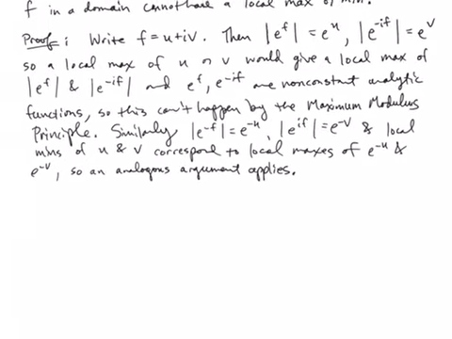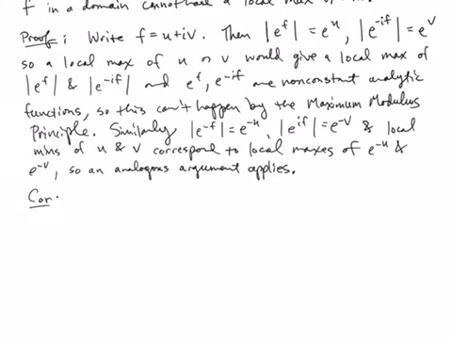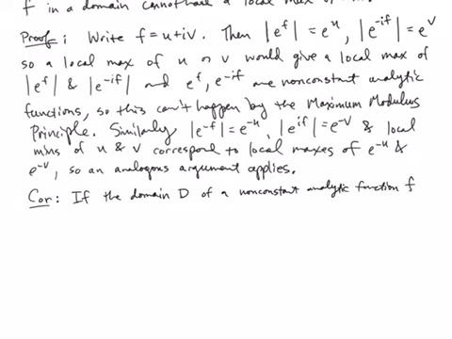And now a corollary of this. A corollary of this is that if the domain D of a non-constant analytic function f is bounded, so that is you could just say that you can enclose your domain in a big disk or in a big square in the plane. So it doesn't go off to infinity in any direction. You can contain it in a finite portion of the complex plane.